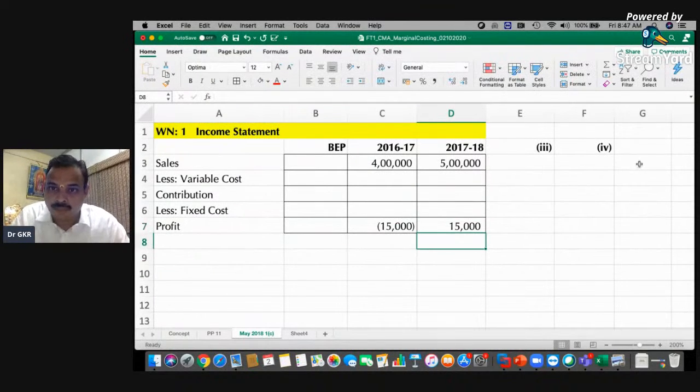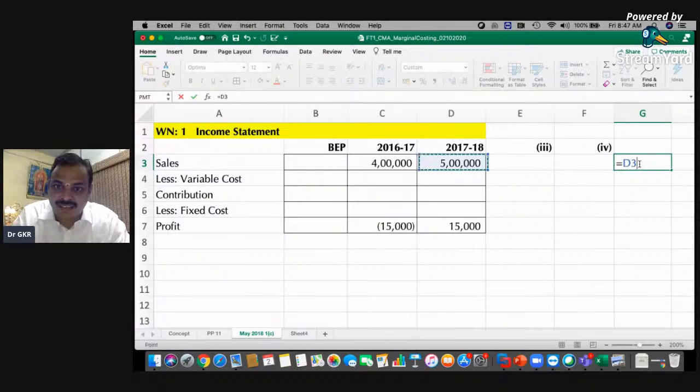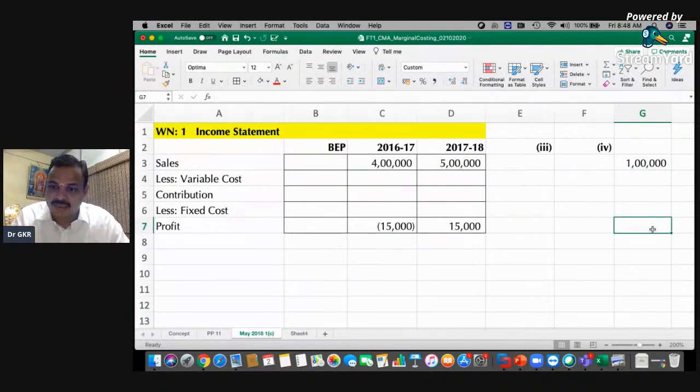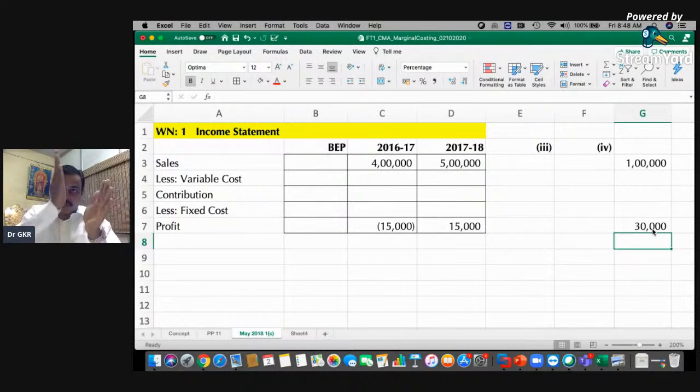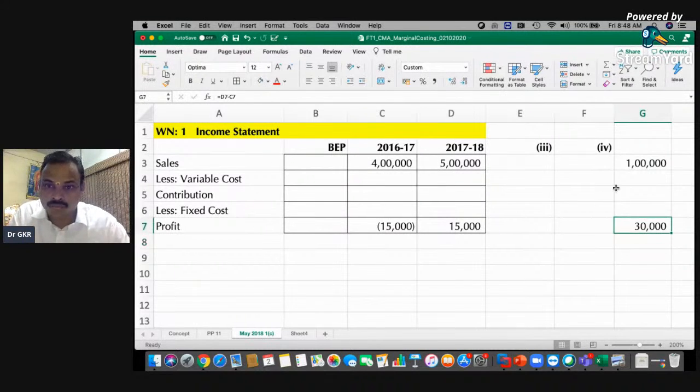Why? Because the increase in sales is 1 lakh, or the difference in sales is 1 lakh. Similarly, the difference in profit is actually 30,000, because a gap in between 0 is there. From 0 negative 15,000, from 0 plus 15,000. So the actual gap is from minus 15 you have to come to 0, and from 0 you have to go to 15. So 30,000 gap. Please be careful. Don't say 0. So therefore you have got it.